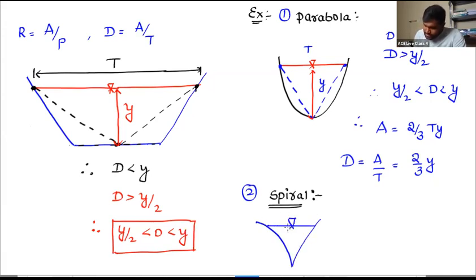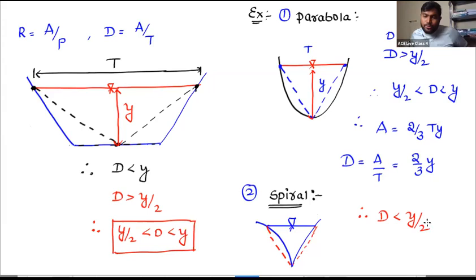So this is a spiral section. The dotted line represents the triangle. In the case of the spiral section, the flow area is less than the triangle. For a triangle, d is equal to y by 2. As the flow area is less than the triangle, d is going to be less than y by 2.